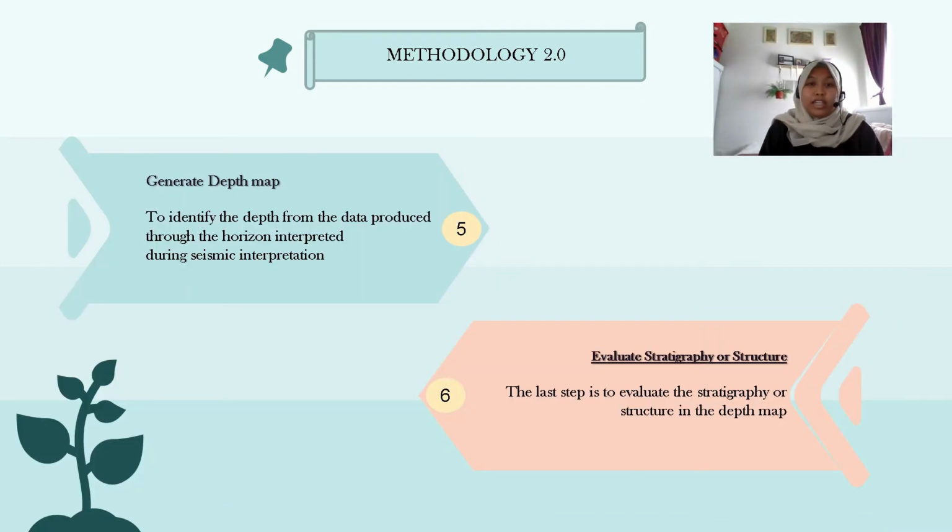Now, the second last step in the methodology is generate depth map. This is because we need to identify the depth from the produced data from the horizon interpreted, that is from the TWT map. Then the last step is to evaluate stratigraphy and structure. This is the last step of the methodology. After producing the depth map, we need to evaluate the stratigraphy and the structure.